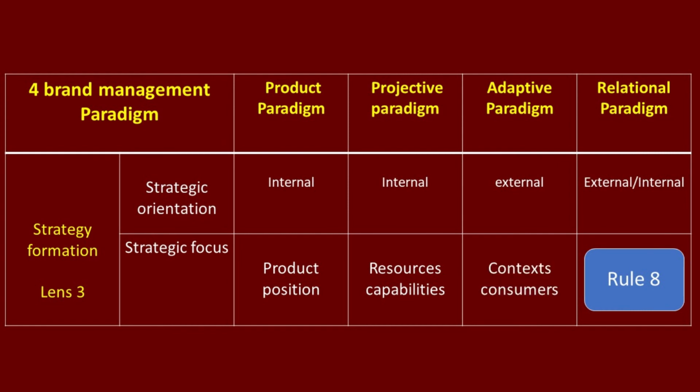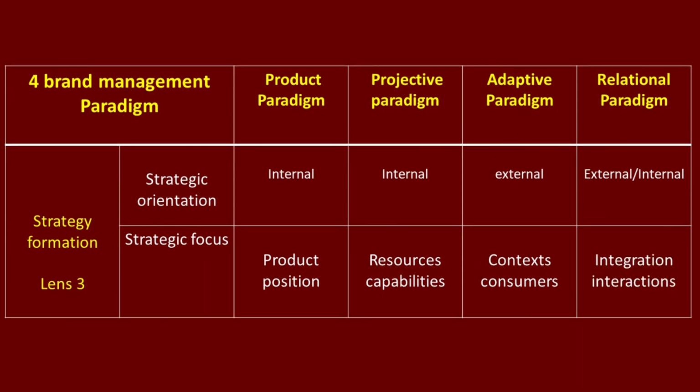Rule 6 is when the marketing vision is based on adaptive paradigm, the context in which the product is consumed and in-depth study of consumer behavior are the area of strategic focus. And finally, rule 7 is when the marketing vision is based on relational paradigm, the strategic focus is towards integrating customers with company at multiple points of contact, involving them into different interactive activities.